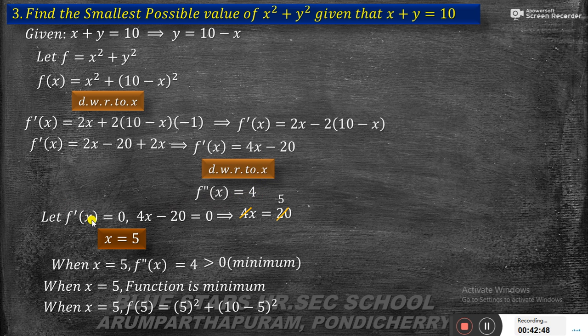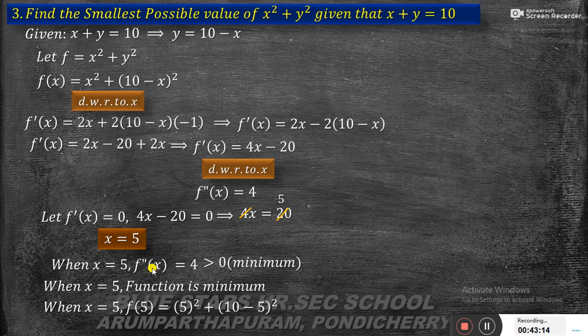So now I take f dash of x equal to 0. f dash of x equal to 0 means 4x minus 20 equal to 0. So 4x minus 20 equal to 0 means 4x equal to, this minus 20 I write in the right hand side, so 4x equal to 20. So x equal to 20 by 4. 20 by 4 means 5. x equal to 5. So I substitute x equal to 5 in the f double dash.